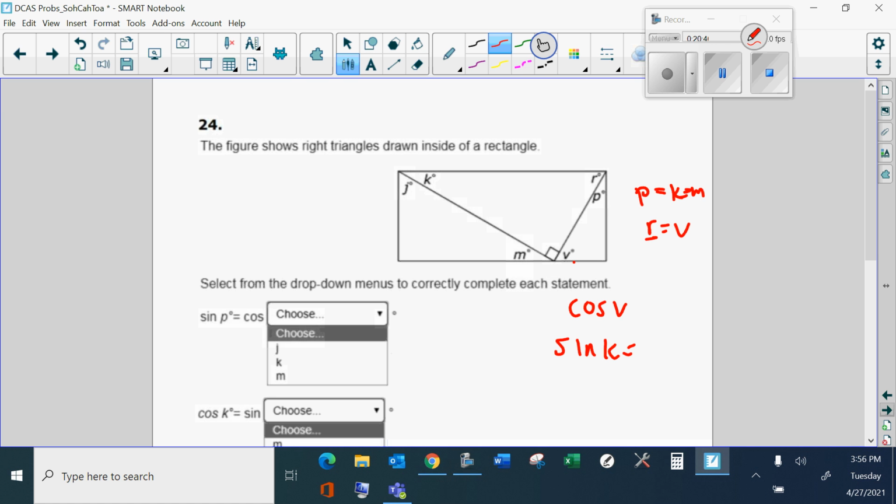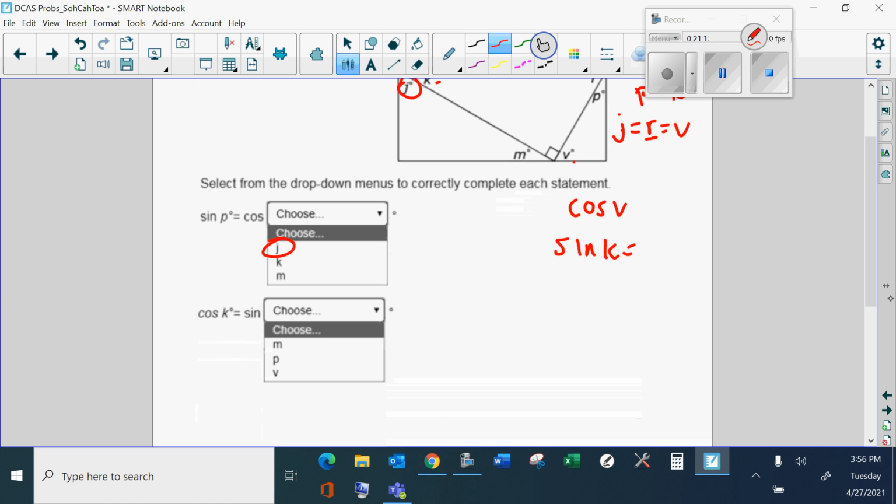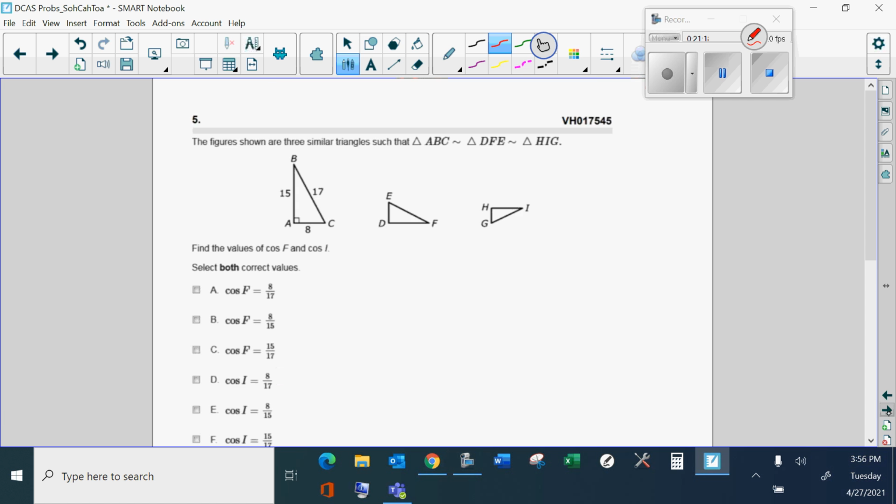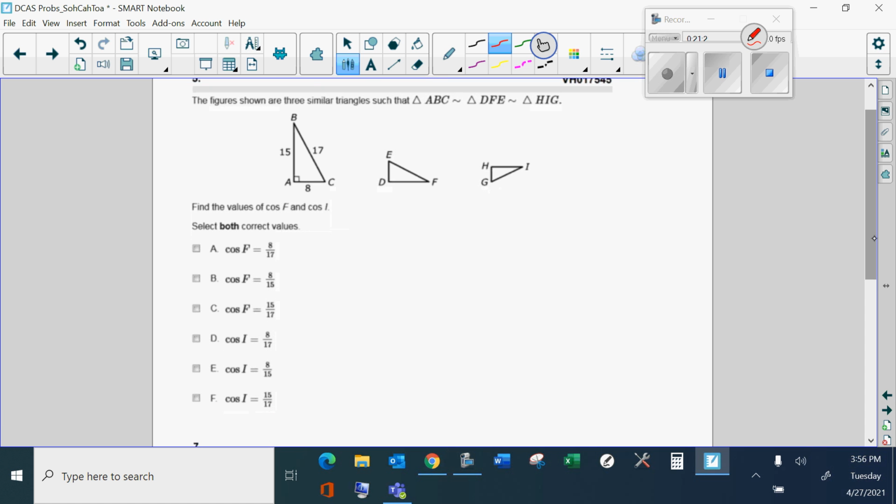So V matches up with R, and what's the other one? J. R and J. Okay. So therefore, it's going to be the cosine of J. Remember, those are complementary angles. So the sine of one equals the cosine of the other. The cosine of K equals the sine of what? It could be the sine of R, but what are the other R's equal? R's equal J and V. So we're looking for J or V. And there's V right there. All right, all three of these are similar.